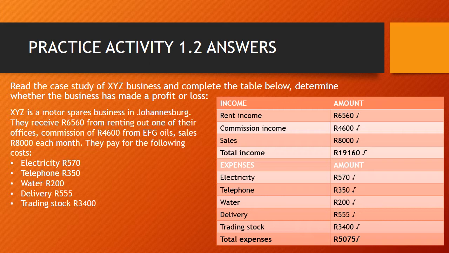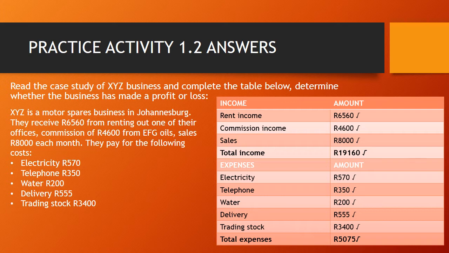Our next income is commission income, the commission income that they get from EFG oils to the value of 4,600. That is your second mark. The third income that they get is from their sales, and the amount of the sale is 8,000 rand, so you can give yourself a mark for that. And then once you have written all your income, you now need to add them together to get your total income. And so our total income is 19,160. And so if you have that correct, give yourself a mark.